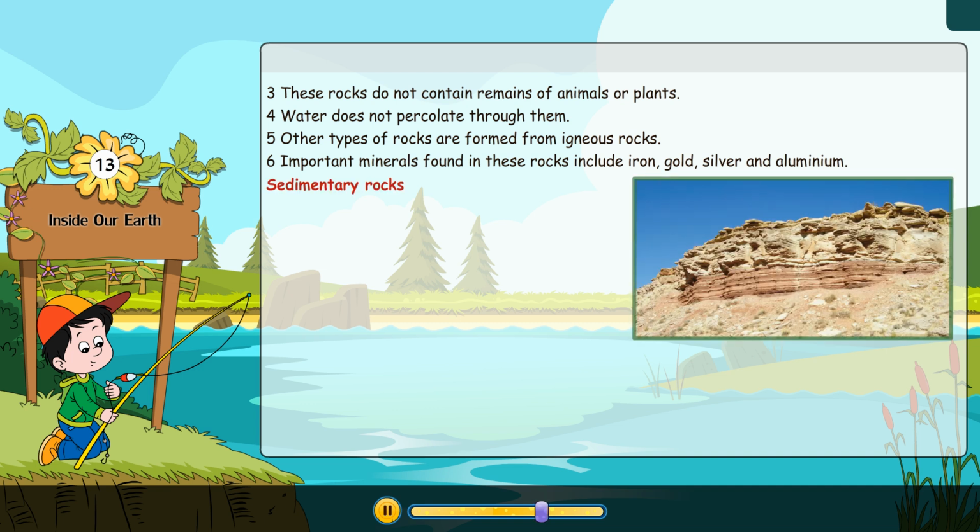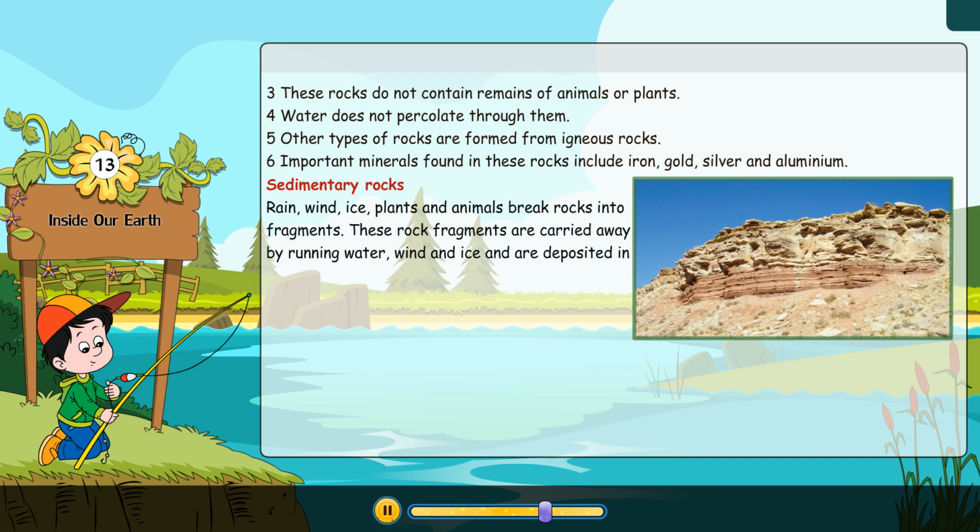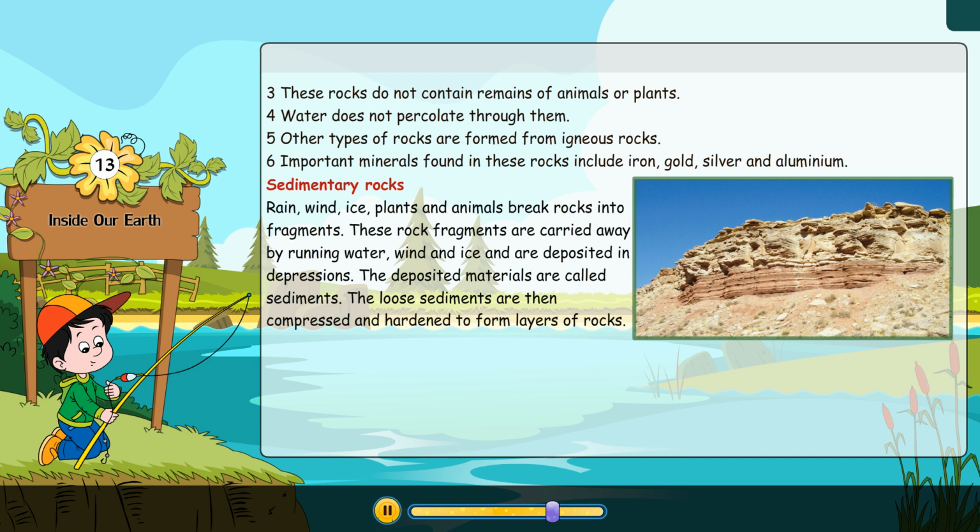Sedimentary rocks. Rain, wind, ice, plants, and animals break rocks into fragments. These rock fragments are carried away by running water, wind, and ice and are deposited in depressions. The deposited materials are called sediments. The loose sediments are then compressed and hardened to form layers of rocks. These are sedimentary rocks.